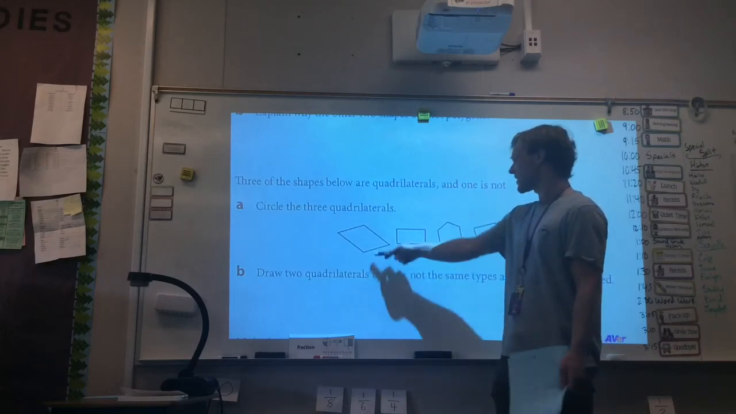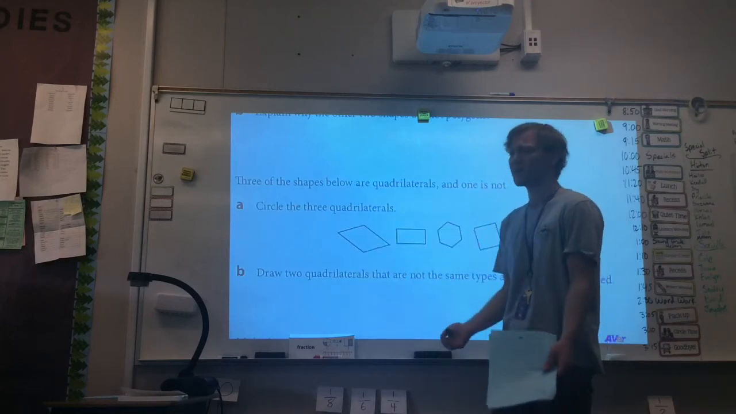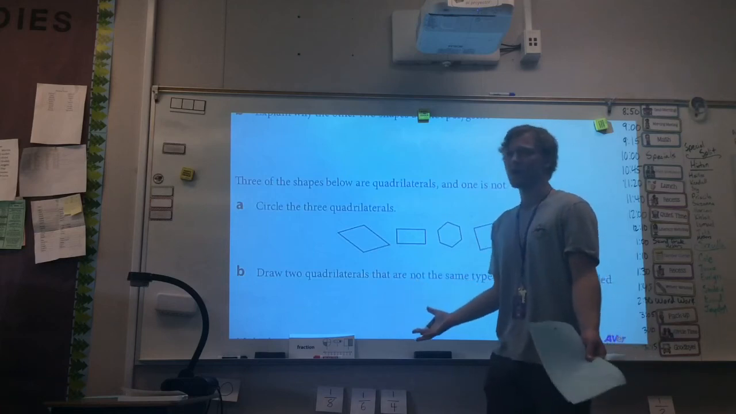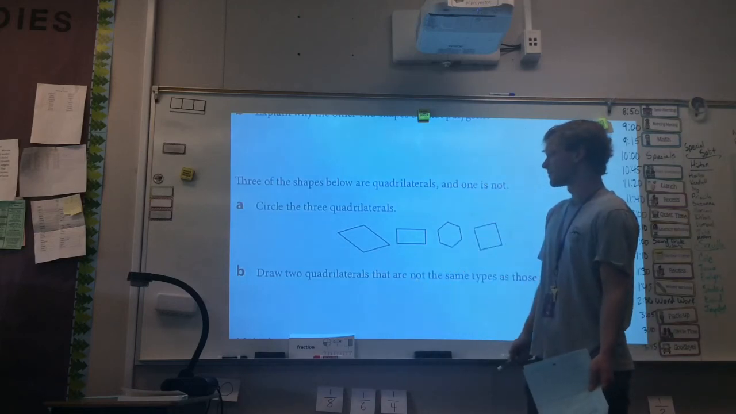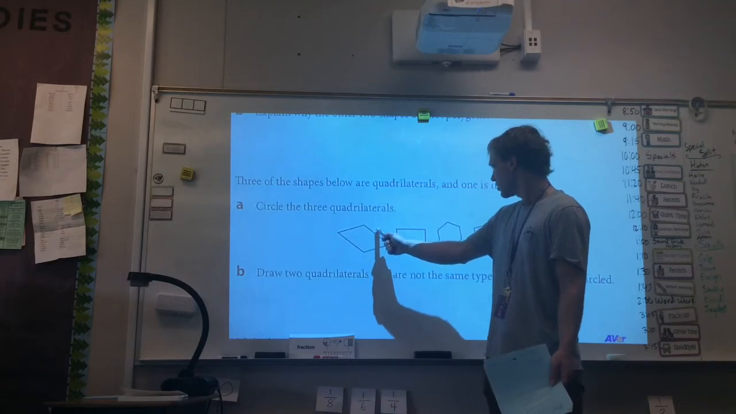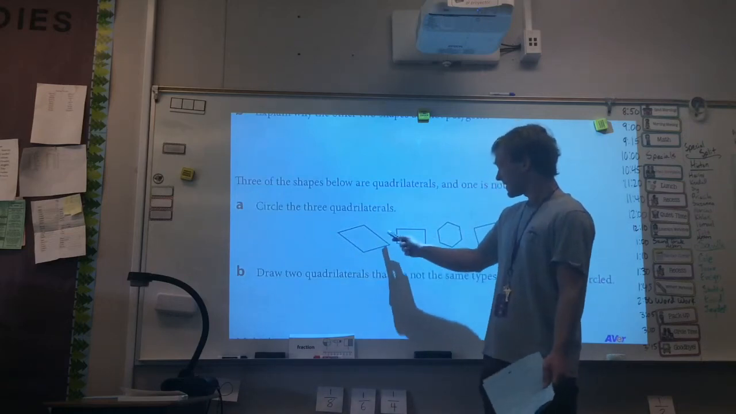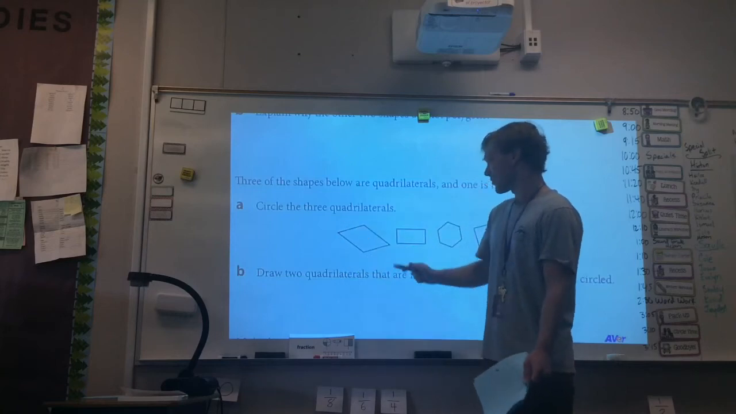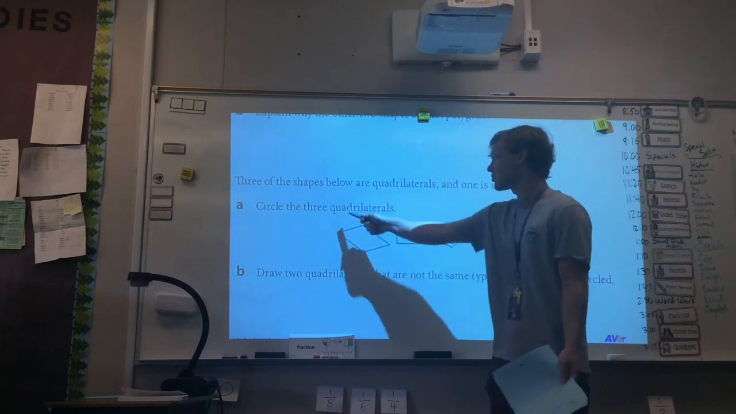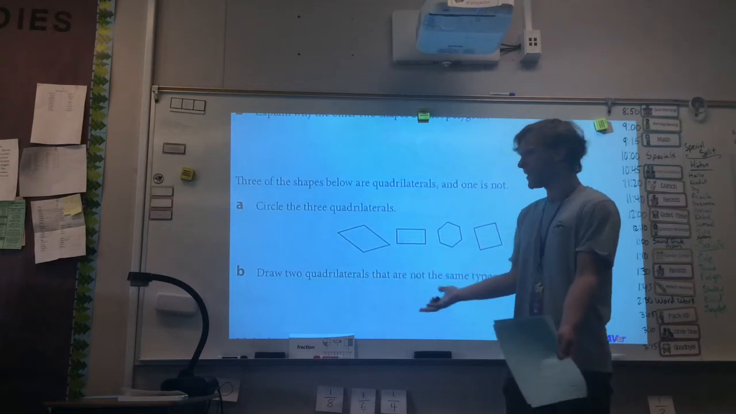Okay? So let's count the number of sides on each of these figures to figure out which one is a quadrilateral and which one is not. 1, 2, 3, 4. It has 4 sides. Este tiene 4 lados. Entonces, es un cuadrilátero. It's a quadrilateral. It has 4 sides.